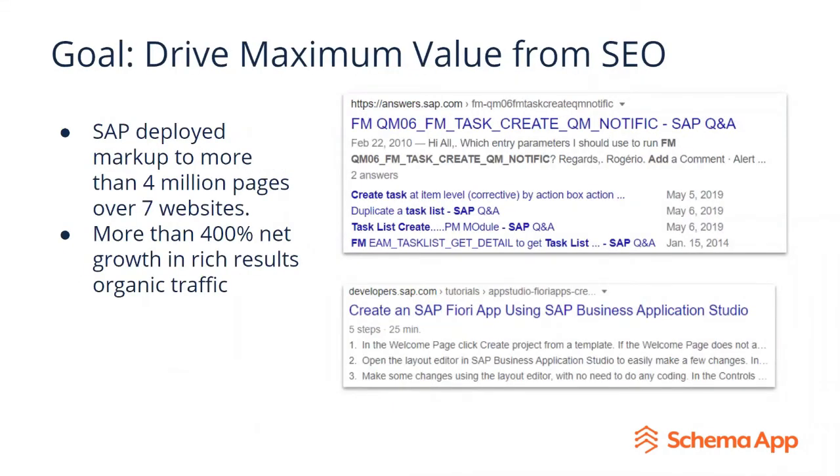SAP's desired outcome was to drive maximum value from SEO. And they did this by deploying markup to 4 million pages over 7 websites. The result is 400% net growth and bringing information to the users at all phases of the buying process. Our example earlier was showing you how we can mark up content to be eligible for an FAQ-rich result for those early topics that people are searching for when they're in the research stage of their buying process.